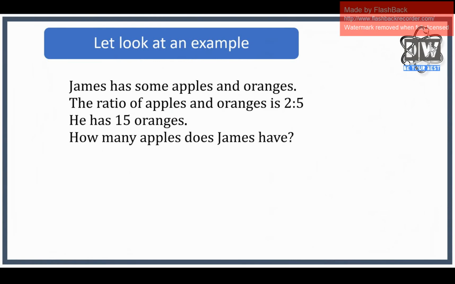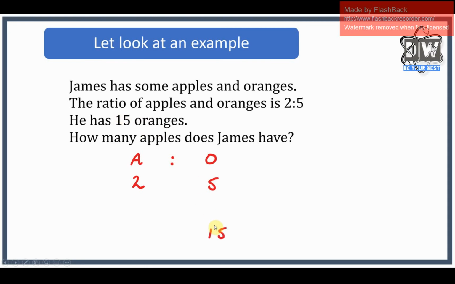So James has some apples and oranges. The ratio of apples and oranges is 2 to 5. He has 15 oranges. So first step is to write it out, isn't it? So we've got apples and oranges in a ratio of 2 to 5. So just remember that every time I do a share, I give 2 apples and 5 oranges, then 2 apples and 5 oranges, and 2 apples and 5 oranges, okay? I've got 15 oranges, so I just move down there.